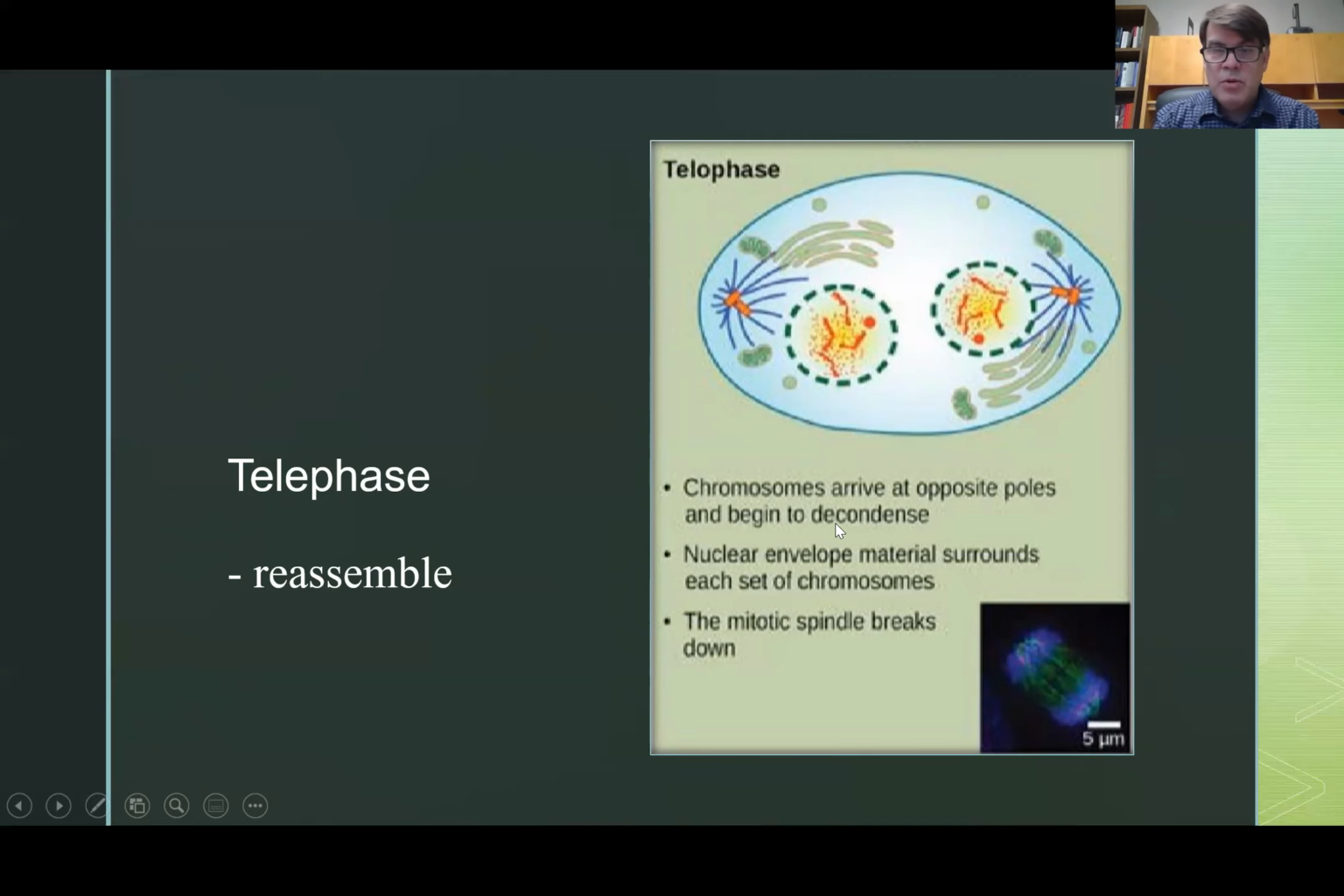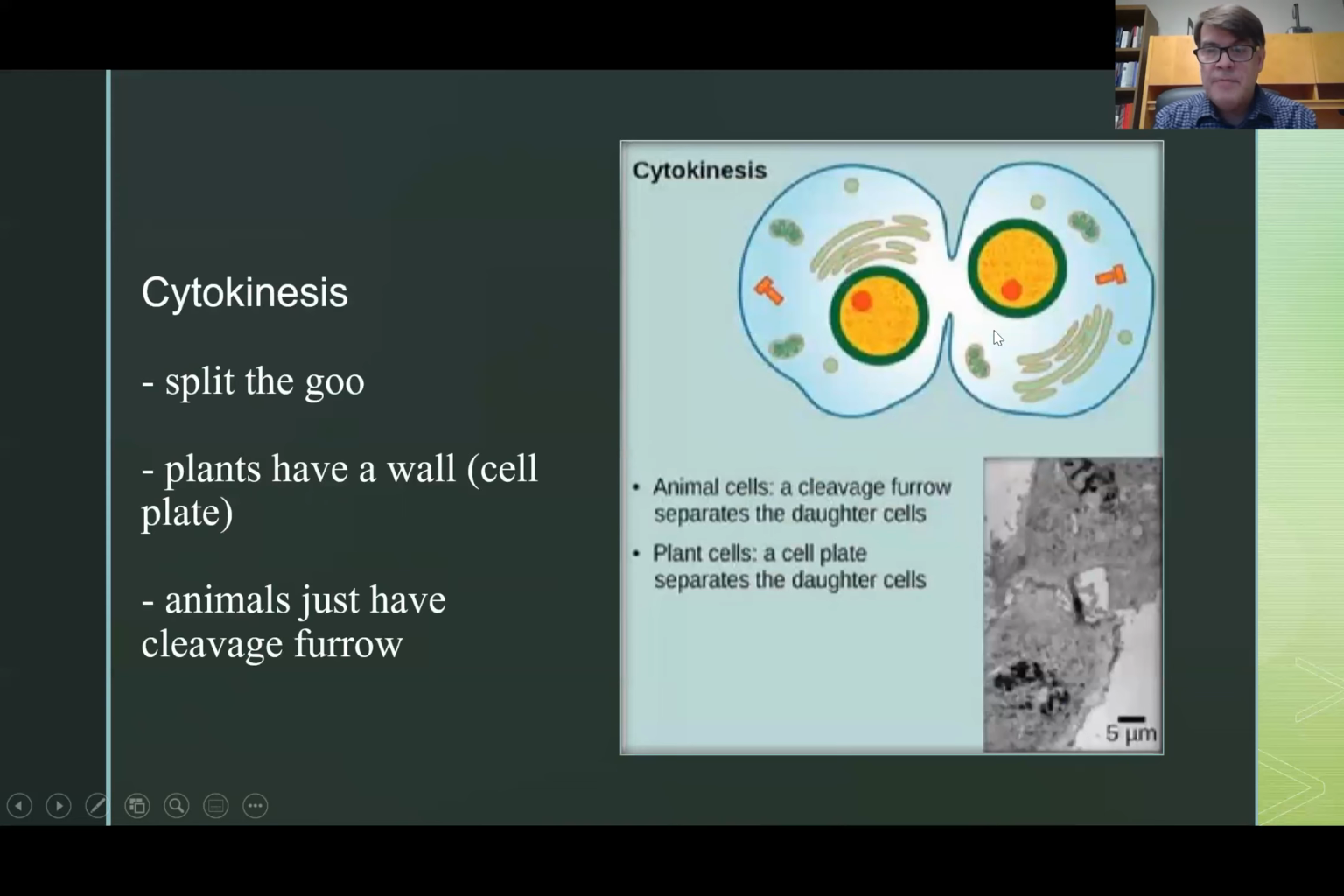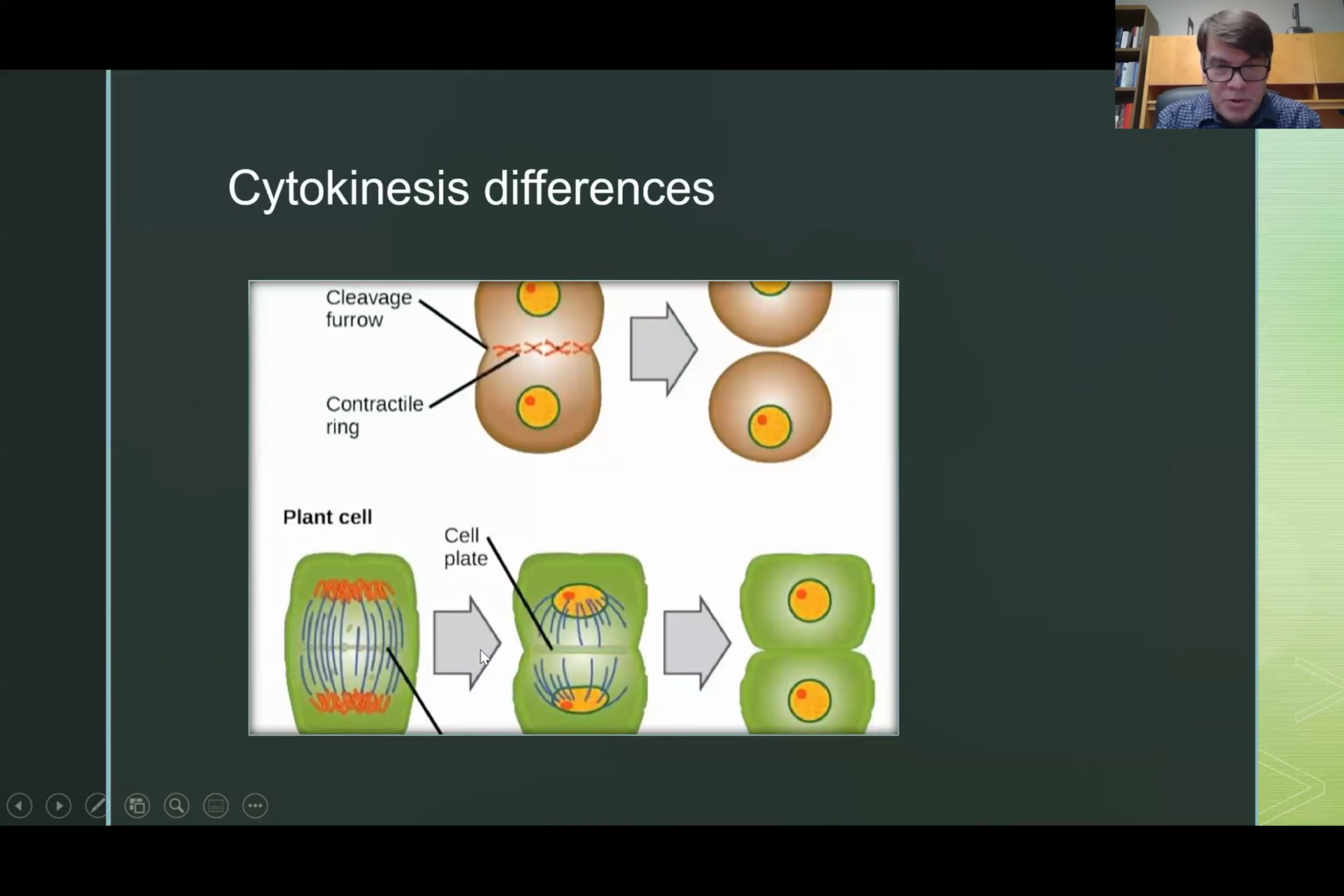And so we are ready for cytokinesis, where we close in the cytoplasm. The little difference is that we split the goo in cytokinesis. Plants have a wall that forms between them, whereas animal cells just get a cleavage, and then it pulls apart. The plant cells stick a little closer together with what's called a cell plate in between.